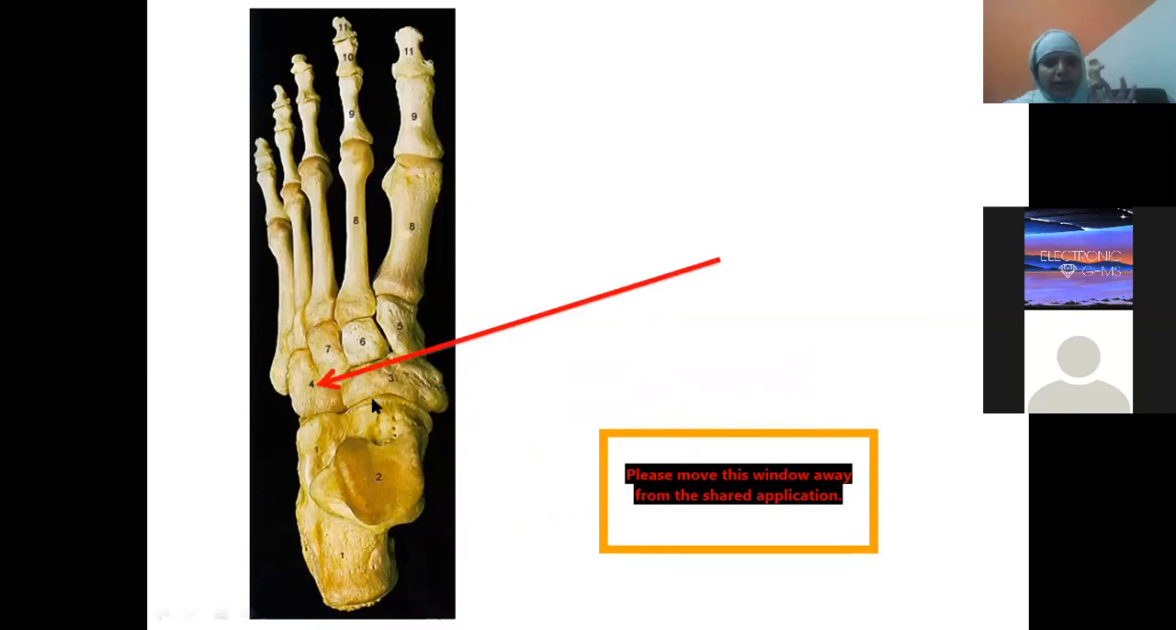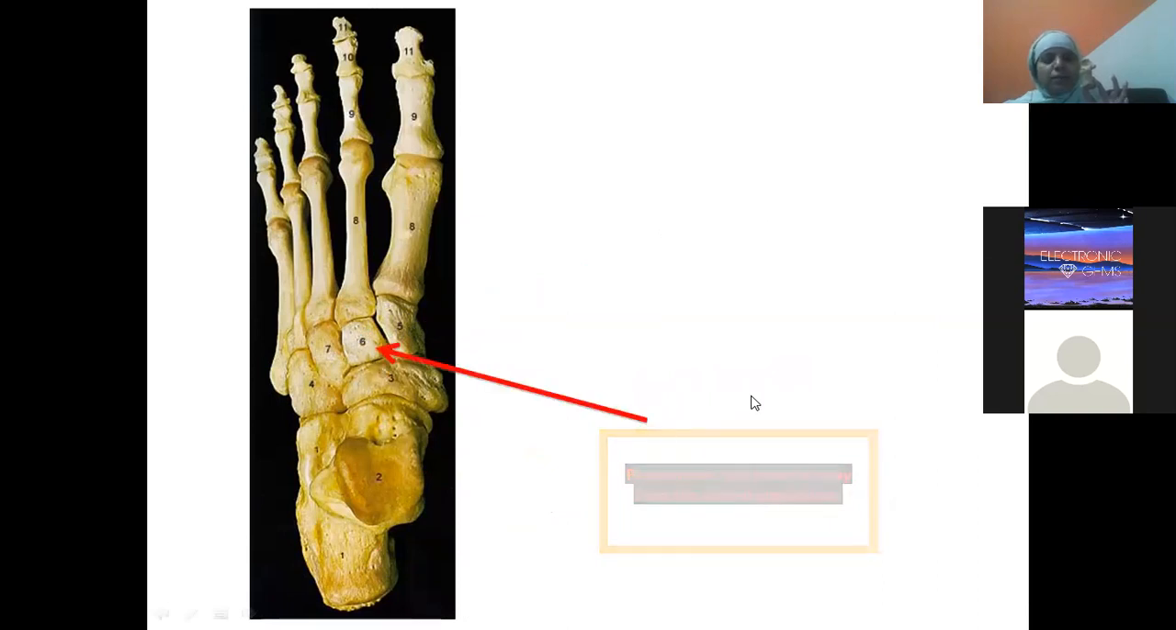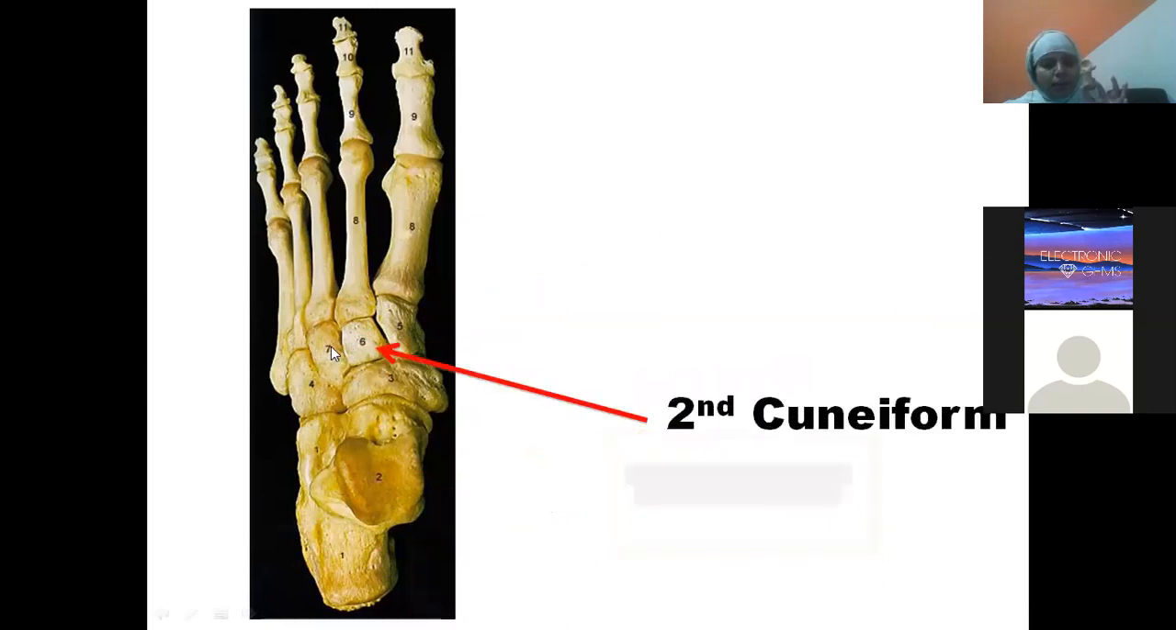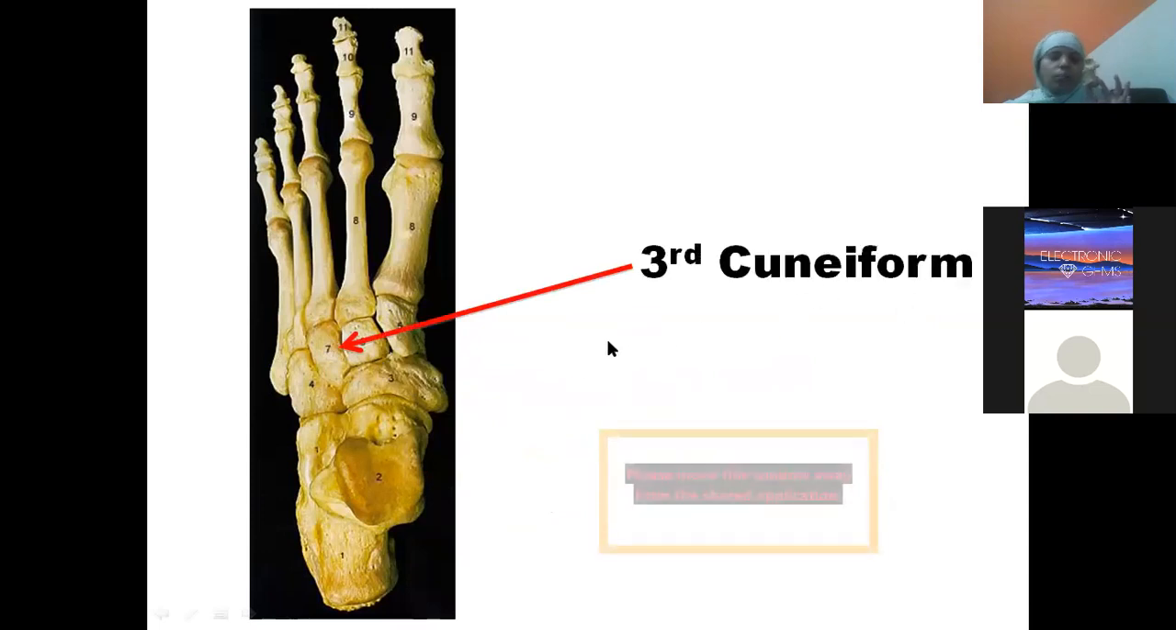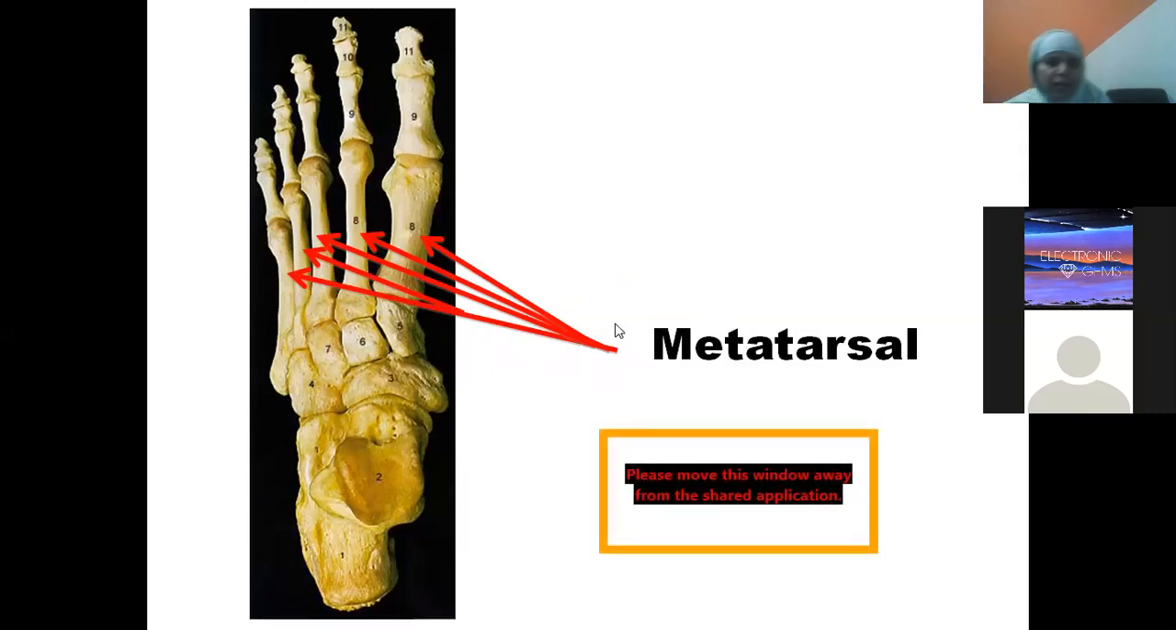Then this is the cuboid. These are the 3 cuneiforms. This is the medial cuneiform or first cuneiform. This, in our books, is written as the intermediate cuneiform, and this is the lateral cuneiform bone. These 5 are metatarsals. In each metatarsal bone, we have one base, then the shaft, and then the head. That means this is a short long bone. Though it is small in size, it still has all the features: upper end, shaft, and lower end.